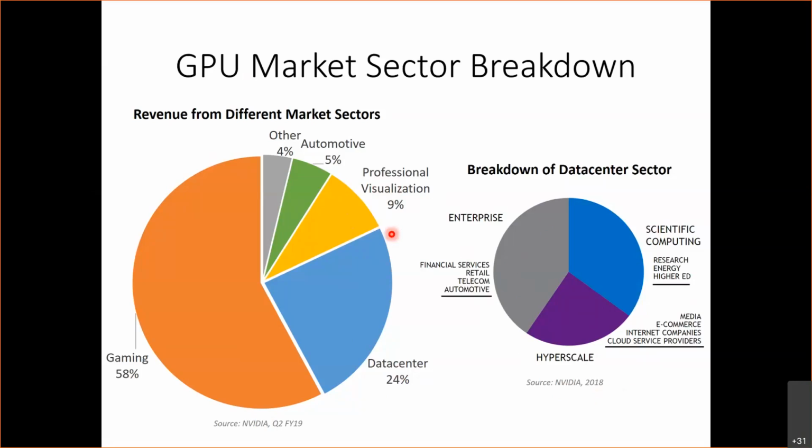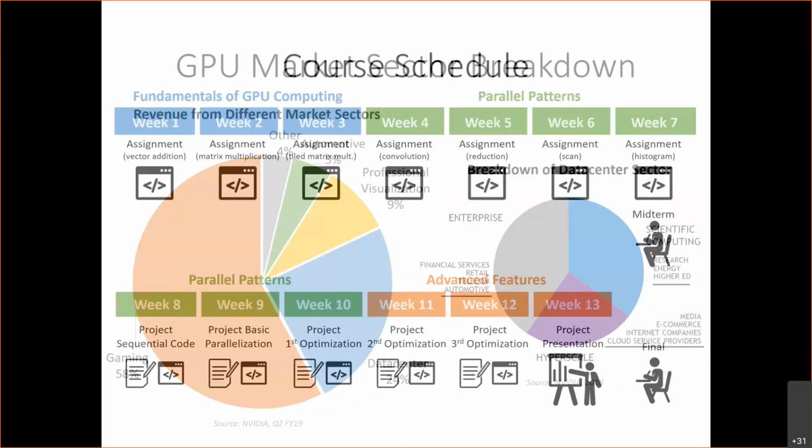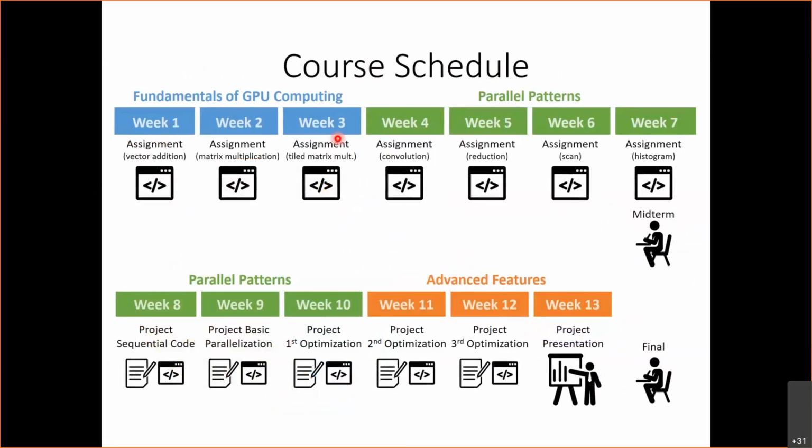And with that, I said that the first 3 weeks of the course are going to be spent talking about the fundamentals of GPU computing, the basic programming model. We're going to look at the basic architecture of a GPU. Then the next 7 weeks we will look at different parallel patterns, so common computations that are performed in different applications and how we parallelize those computations. And then in the final 3 weeks we'll look at some advanced features of GPU programming.